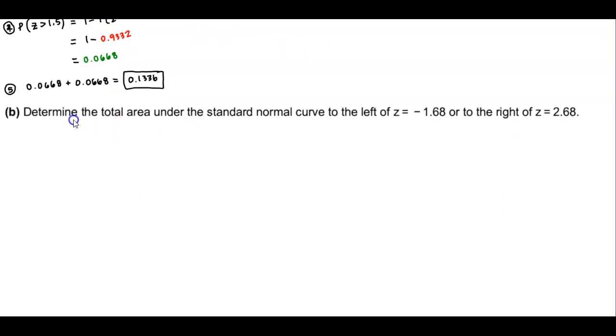Okay, now let's take a look at part B. Here it says determine the total area under the standard normal curve to the left of z equals negative 1.68, or to the right of z equals 2.68. So again, we want to find the total area, and the total area is equal to the probability of z being less than negative 1.68 plus the probability of z, or the area, being greater than 2.68. So let's go ahead and draw our bell curve.